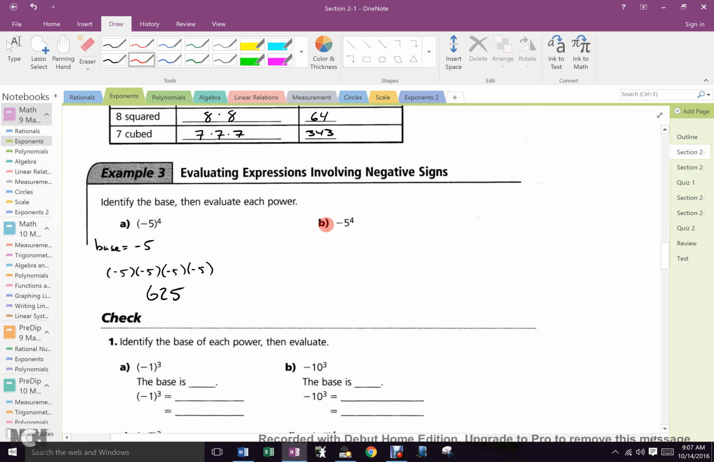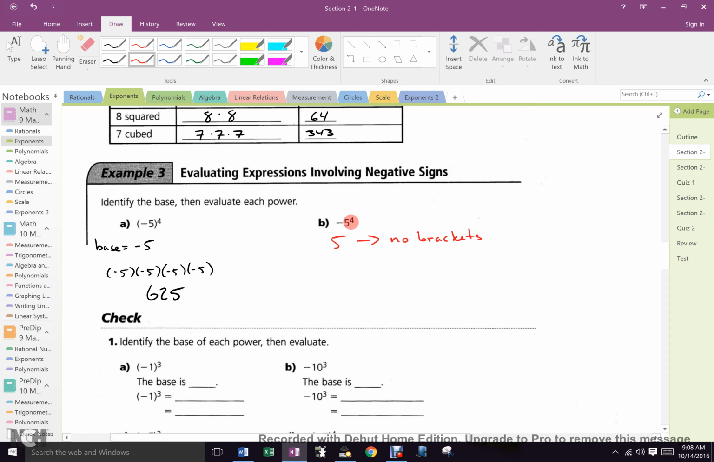Now, have a look at this one. What is the base here? 5. Not negative. Why? No brackets. The base is the thing that's directly to the left of the exponent, right? So left of the exponent was just a 5. That negative isn't directly there. But over here, because of the brackets, the negative is part of it. Does everybody understand that? This is the first place that kids go wrong.